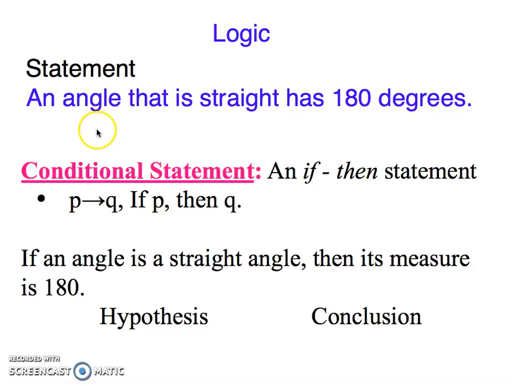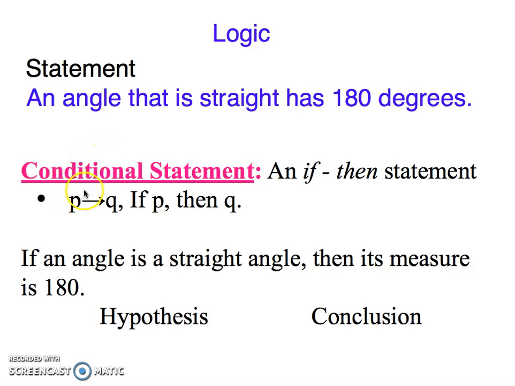This video is over logic, conditional statements, converse, and inverse statements. A statement in general is pretty much just like a sentence. So the statement that we'll use for our examples is: an angle that's straight has 180 degrees. So once you have a statement, you can turn it into what's called a conditional statement.